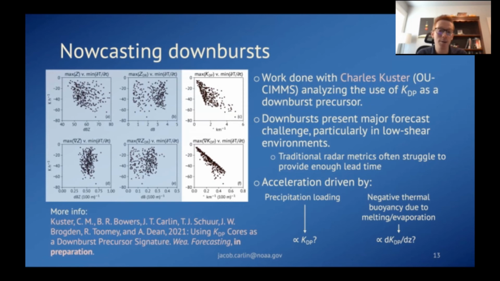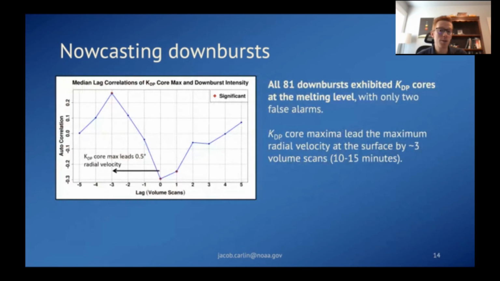And at least in the idealized treatment of these processes in the model, we do indeed see a good correlation here that encouraged us to look at KDP further. So based on these encouraging modeling results, we looked at 81 different downburst cases, and all 81 actually exhibited KDP cores appearing at the melting level prior to the downburst. We found the maximum correlation at a lag of 3 volume scans. So the KDP was really leading the observed divergence in the radial velocity by about 10 to 15 minutes.